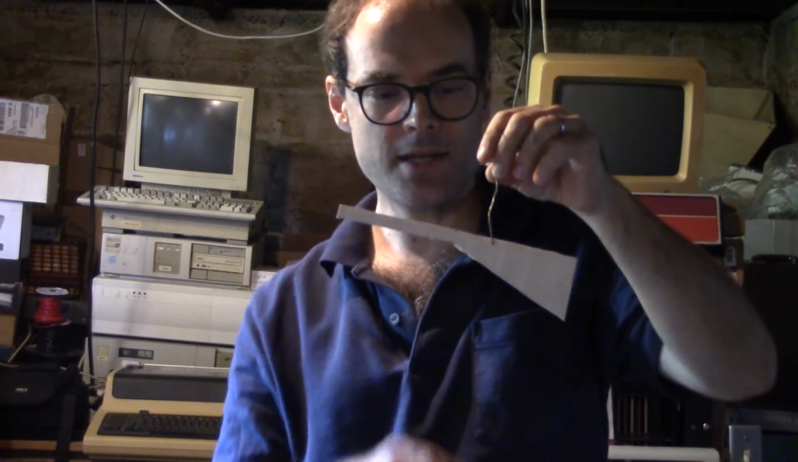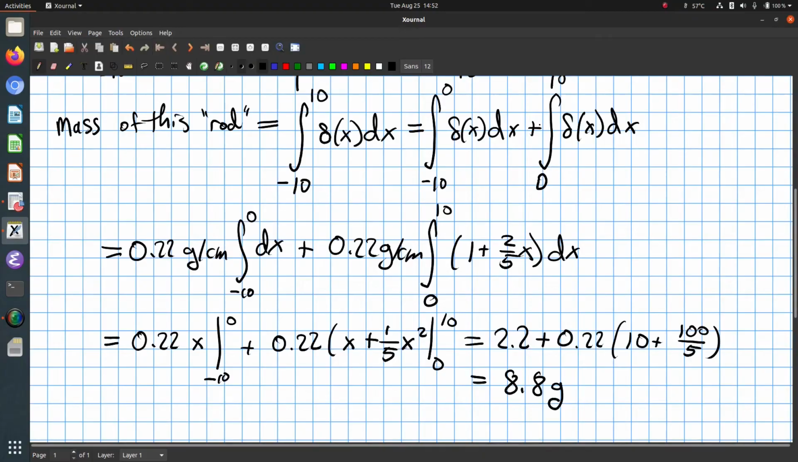Now that is about 3 and a little bit centimeters off of the center. But we can compute what that is using the mass integral we already have and another integral called the moment integral. Now, given that we found the mass already of this funny shaped rod is 8.8 grams, we're going to use that information when we find the center of mass.